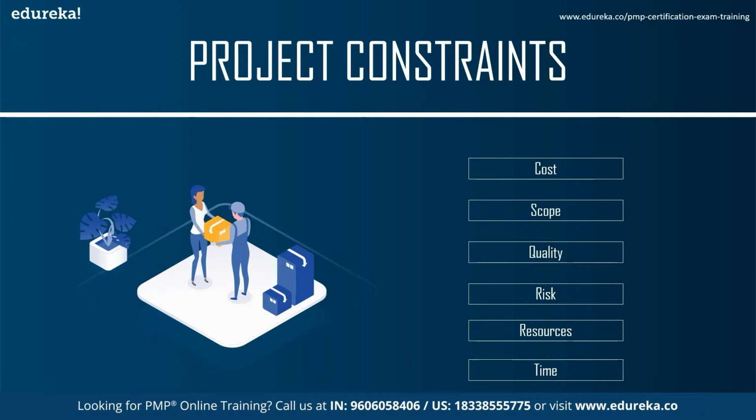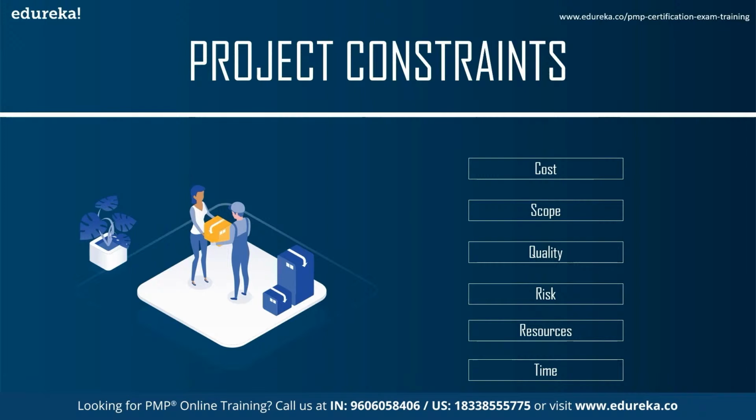The second constraint is scope. So, scope is what the project is really trying to achieve. It entails all of the work involved in delivering the project outcomes and the processes used to produce them. It is basically the reason and the purpose of the project.